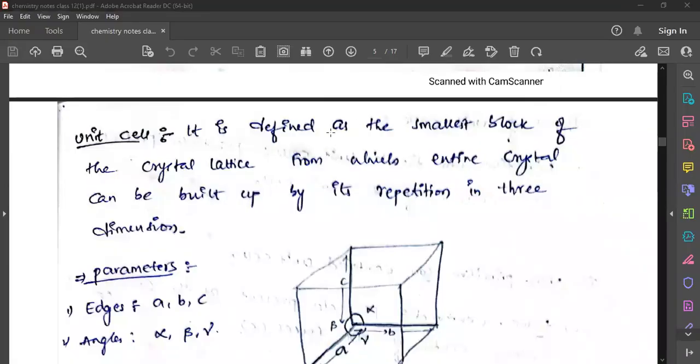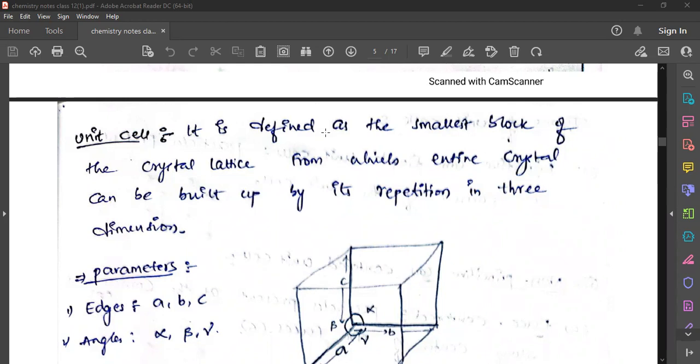So what is the meaning of unit cell? Suppose you take matter, the atom is the smallest particle of matter, right? So if you study the properties of one atom, it resembles the properties of the complete matter. We don't want to study the complete matter's properties, you just study one atom's properties, that is enough.